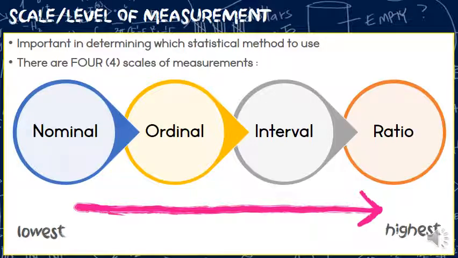Okay, selain daripada type of variable, kita ada scale or level of measurement. Type tadi ada discrete quantitative, ada continuous quantitative, ada qualitative. Scale of measurement ni pula, dia ada 4. Scale of measurement is important in determining which statistical method to use. There are 4 scales of measurement. So we have nominal scale, ordinal scale, interval scale, and ratio scale.